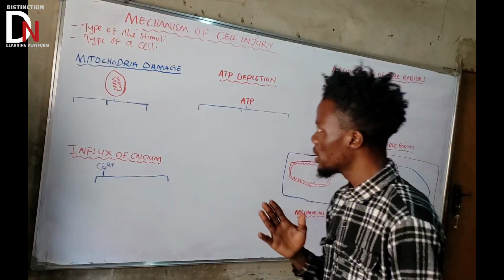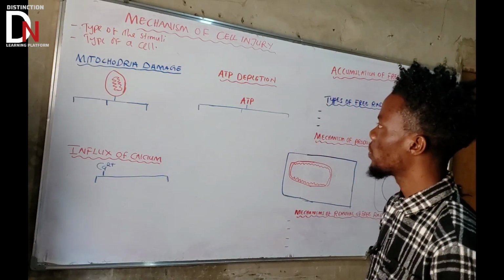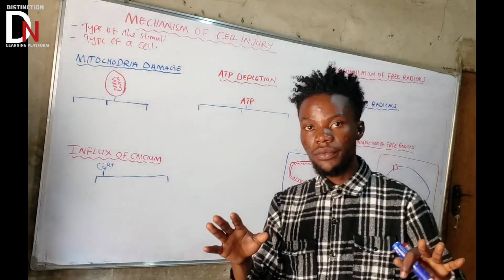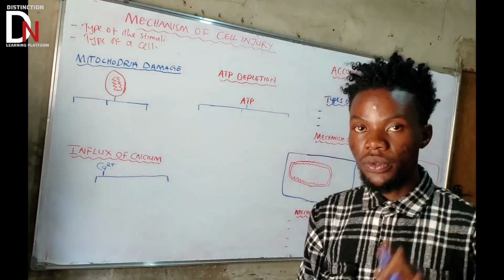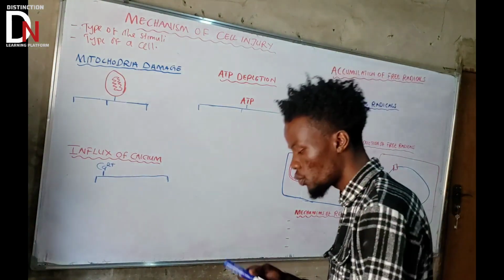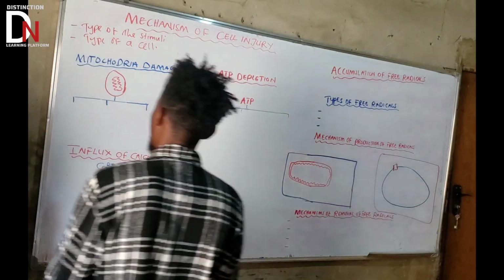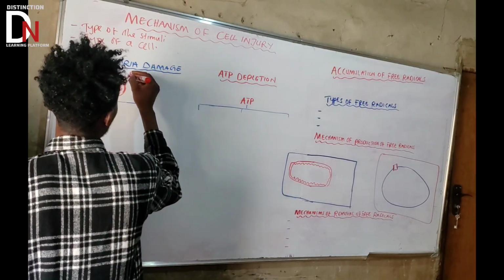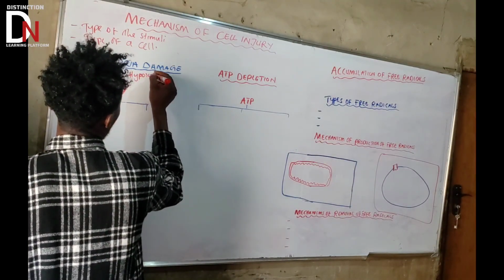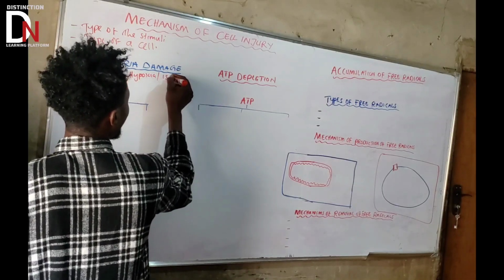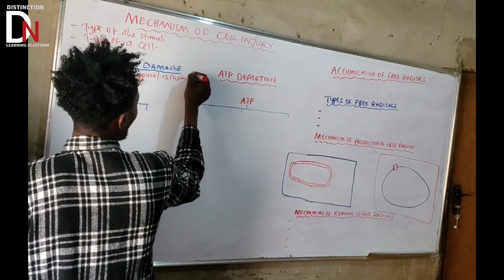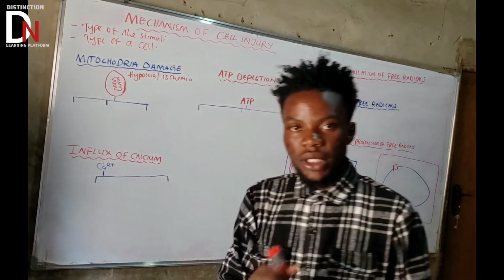Firstly, let's talk about the causes of mitochondrial damage. We know there are a lot of causes, but let's talk about the most common causes of mitochondrial damage. The first one is hypoxia, or let's put, or ischemia. That's the first one.